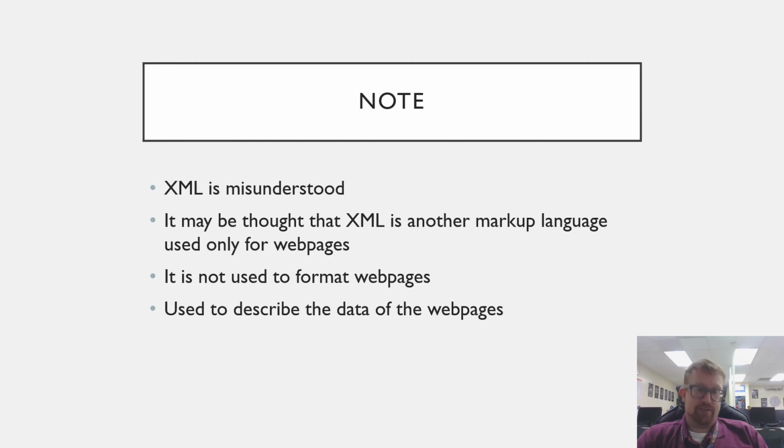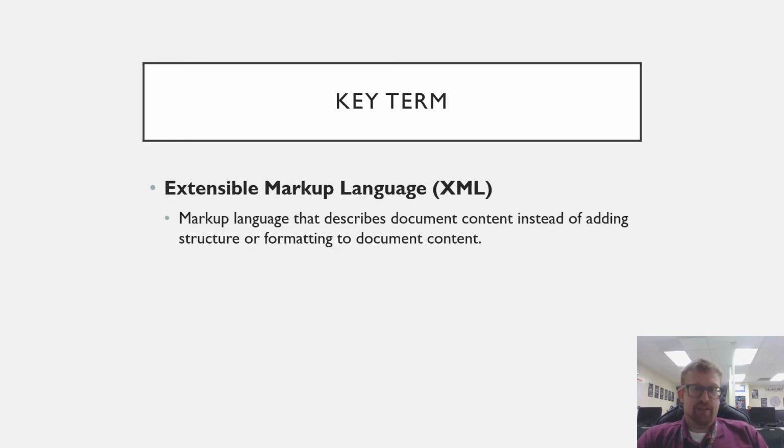XML is misunderstood. It might be thought that XML is another markup language used only for web pages, but it's not used to format them. It's only used to describe the data. You don't need to know any XML. You just need to know that it is used for data description and know the difference between XML, HTML, and the soon to be discussed XHTML. XML is a markup language that describes document content instead of adding structure or formatting to the document content.